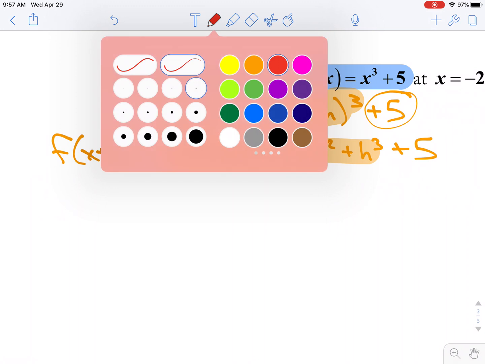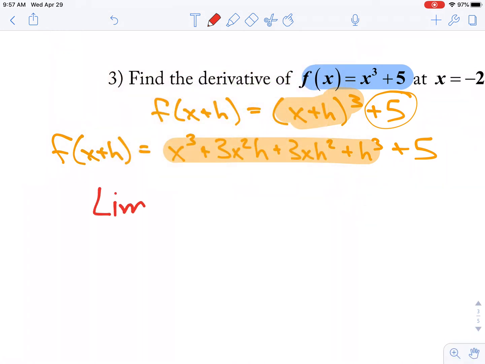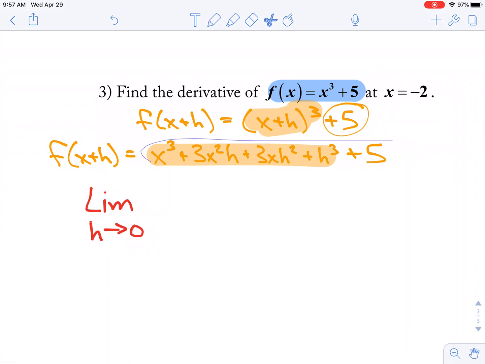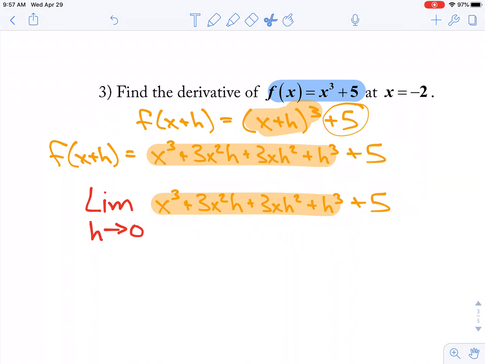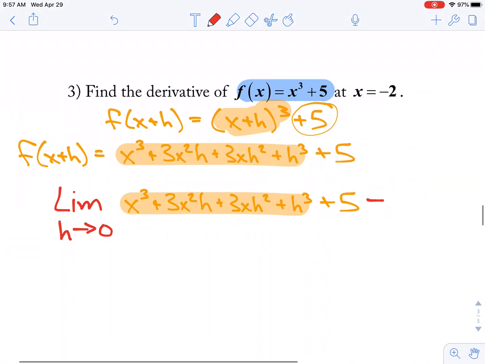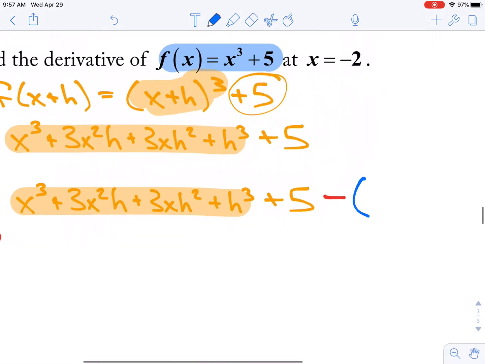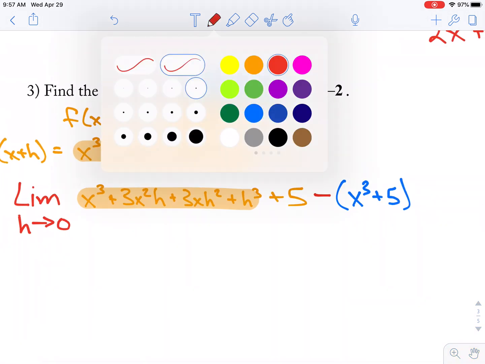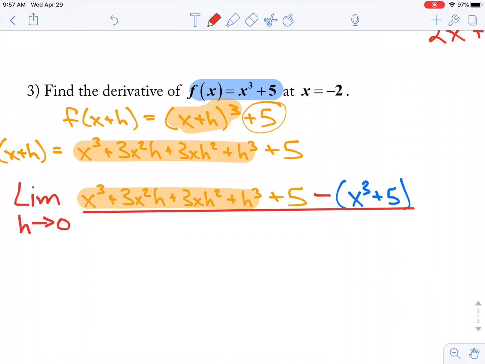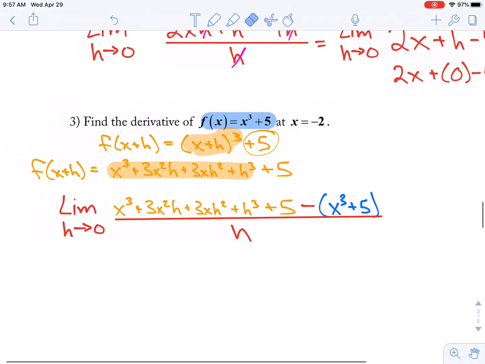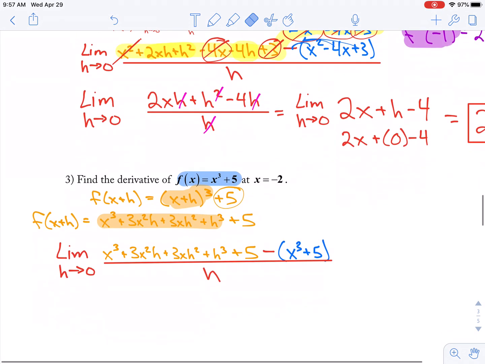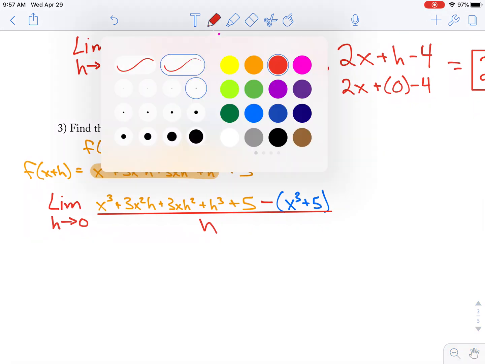So now when we plug it into the definition, we have the limit as h approaches 0 of f of (x + h). So we have all this, f of (x + h). Remember, minus f of x now, so we've got to plug in the f of x. f of x was x cubed plus 5. And this is all divided by h. All we did was take the definition as we listed before. So now we just go through our steps.